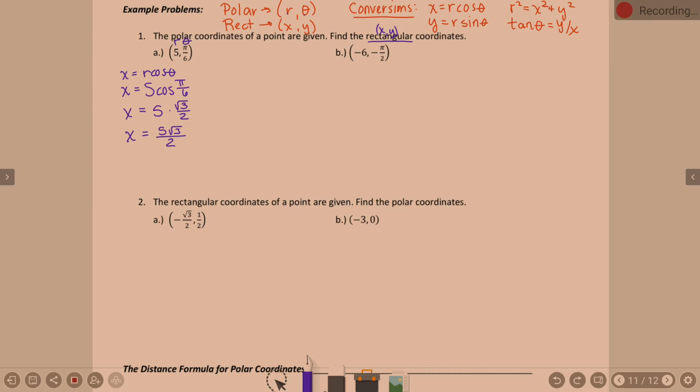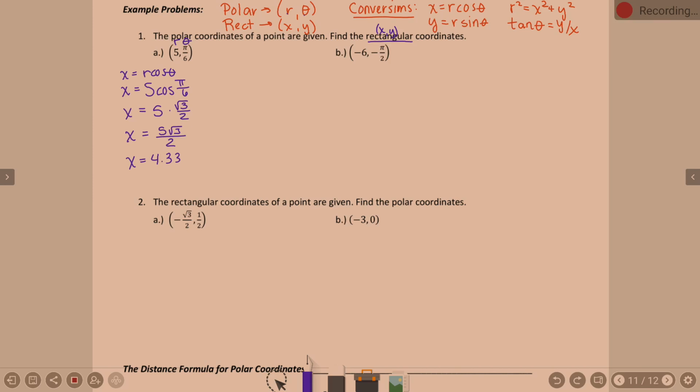What is this as a decimal, though? Use your calculator. 4.33. Did you get 4.33? I asked that because what mode should you be in? Radian mode. Okay, we're back to changing that mode button around, aren't we? So there's our x coordinate.